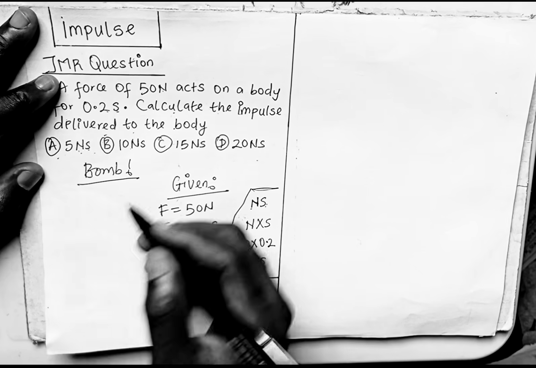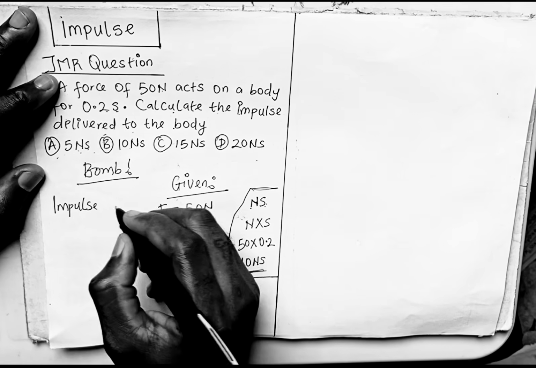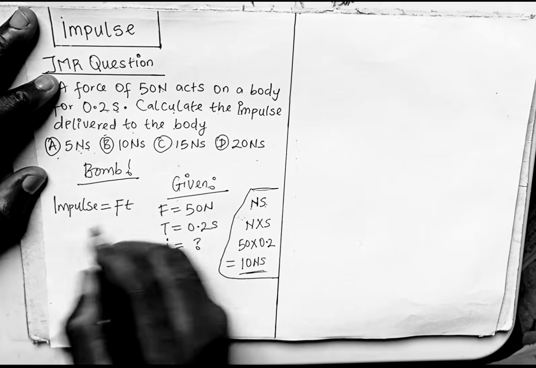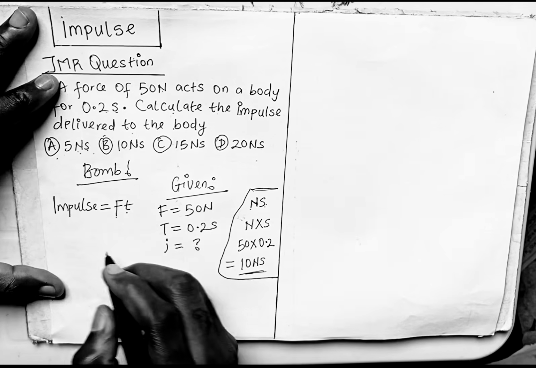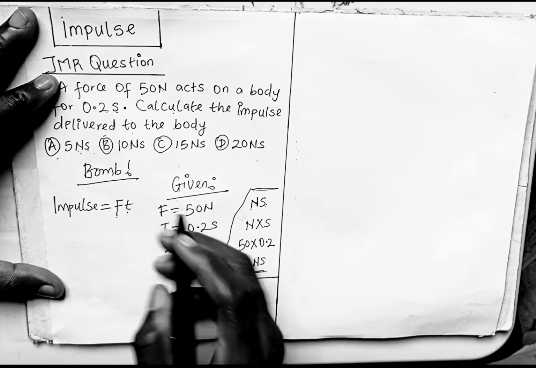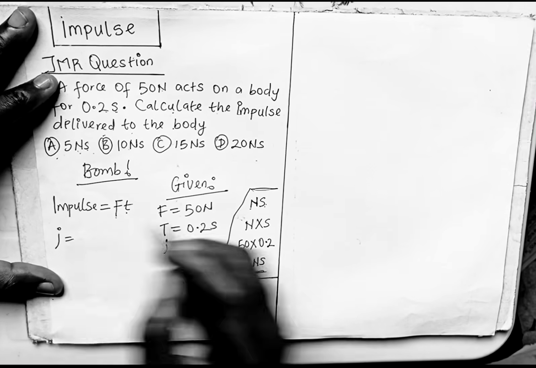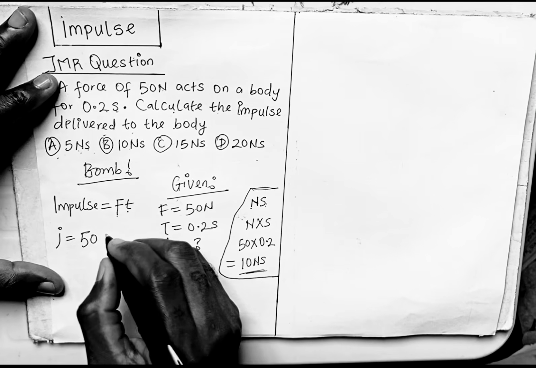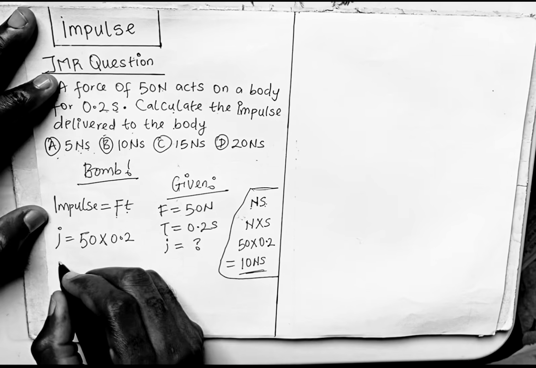All right, the formula for impulse is equal to force times what? Time. That's the formula for impulse. Impulse is the instantaneous response of a body to the force that acts on it with time taken. So impulse is measured according to time, as the body responds with time. So impulse J is equal to what? We substitute F, which is 50, times time, which is 0.2.